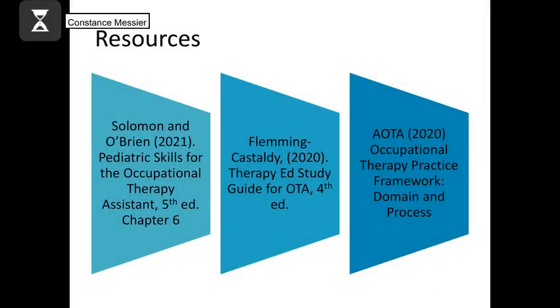The resources for this lecture come from your Solomon and O'Brien textbook, Chapter 6, the OT Therapy Ed study guide by Fleming Castaldi, and there is information from the AOTA practice framework, domain, and process.